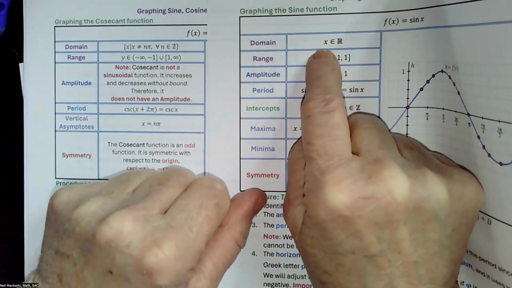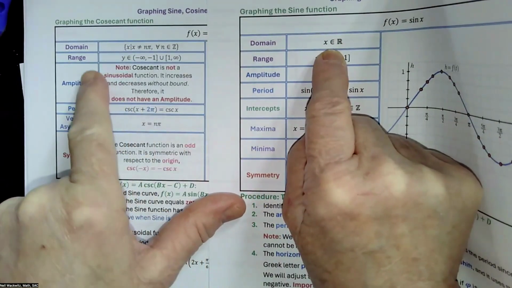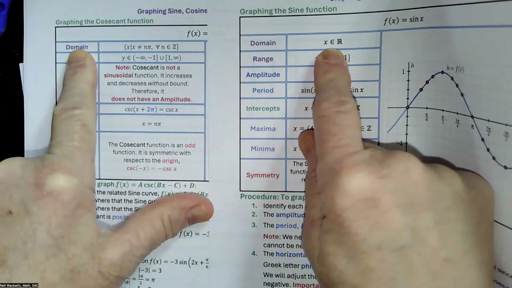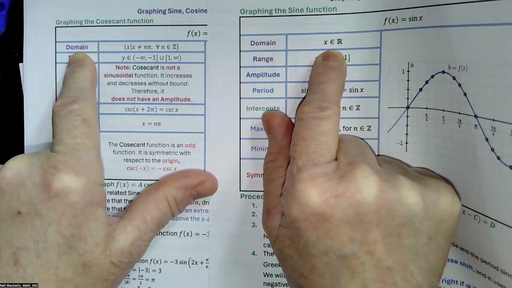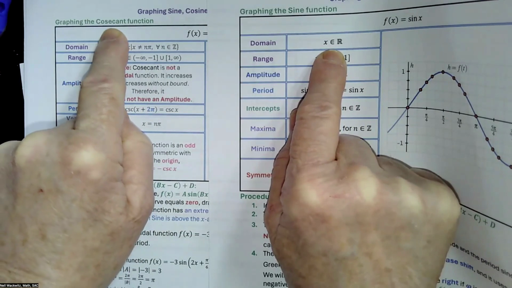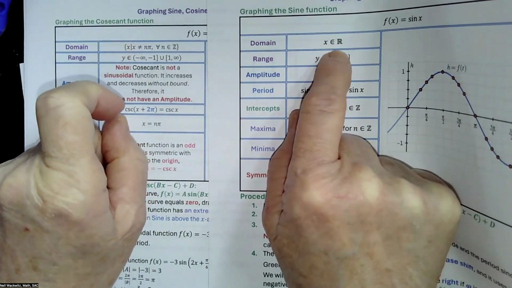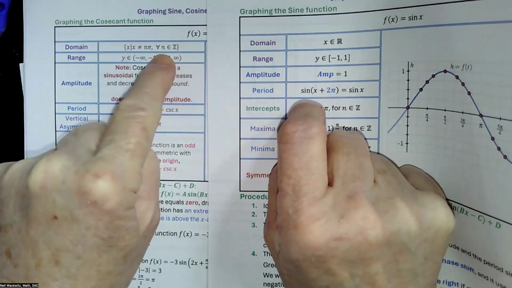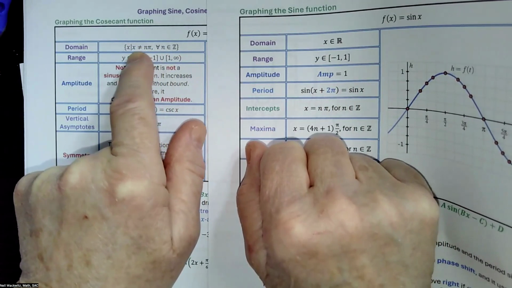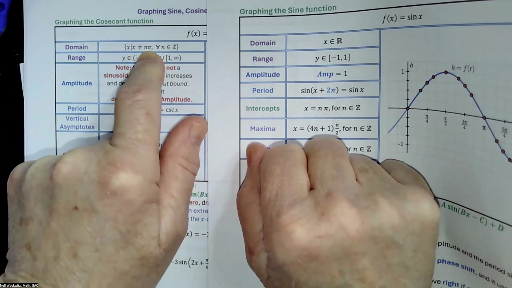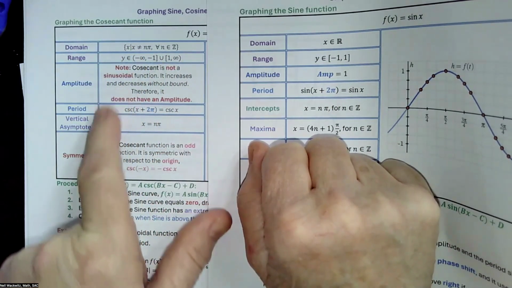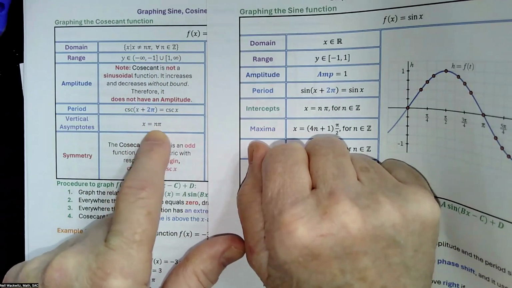Sine has a domain of all real numbers. We almost have the same domain for cosecant, except that cosecant is a reciprocal. So every time sine is 0, cosecant isn't defined. That means every single time that we have an x of the form an integer times pi, cosecant isn't defined, and that's exactly what it means to have an asymptote.